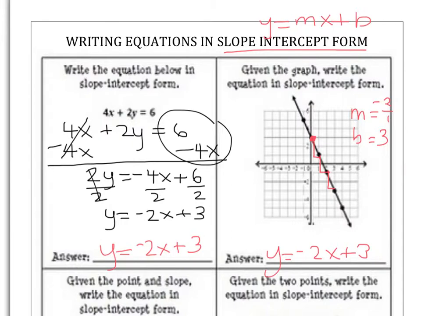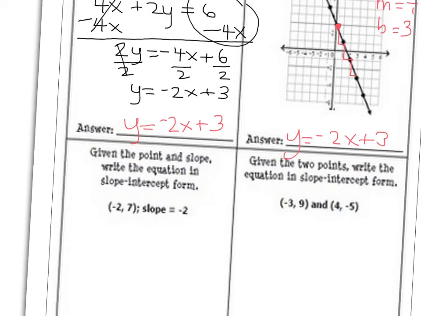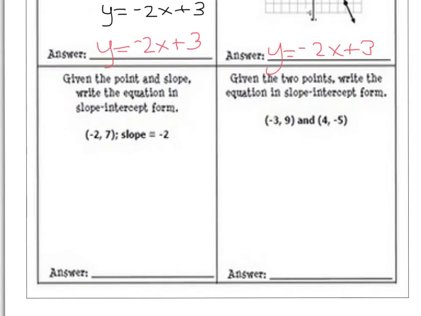Okay, moving on to the bottom two. What if we're given a point and a slope? What's that equation that we have to use for everything? Y equals mx plus b. Okay, I know that negative 2 is my slope, my letter m. I know that this is x and this is y. So the only thing I don't know is b. So we're going to plug everything in. Instead of y, I'm going to put 7. Instead of m, I'm going to put negative 2 times x, which is also negative 2, and then plus b.